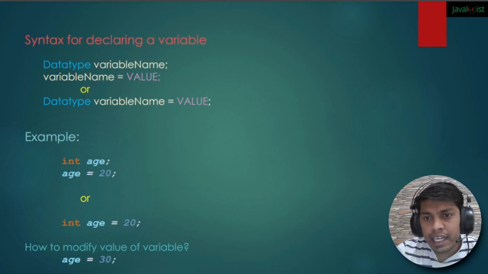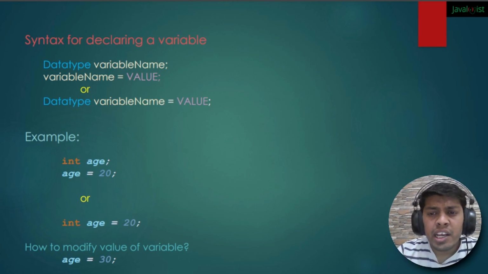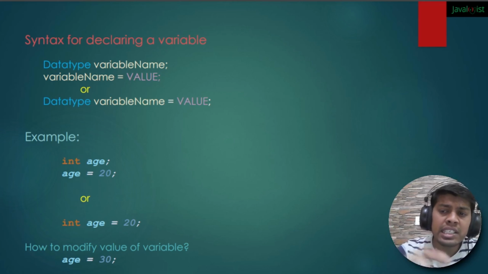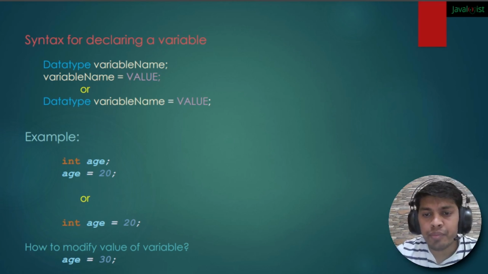First, data type, then variable name and semicolon. By this line, you have declared the variable and you have already specified which type of value you are going to store. So at the time of initializing the variable, don't use the data type. Simply use the variable name, assignment operator and value followed by the semicolon. Now you have initialized the variable.